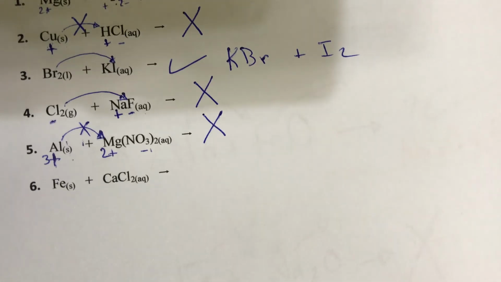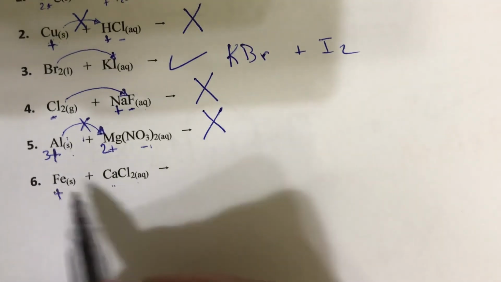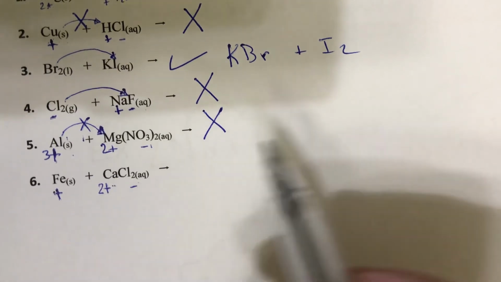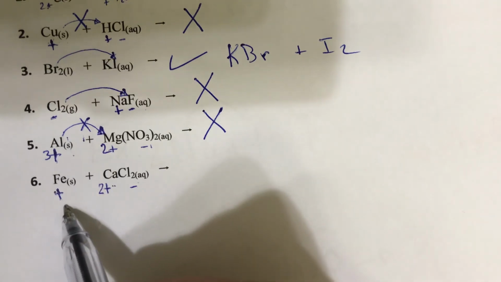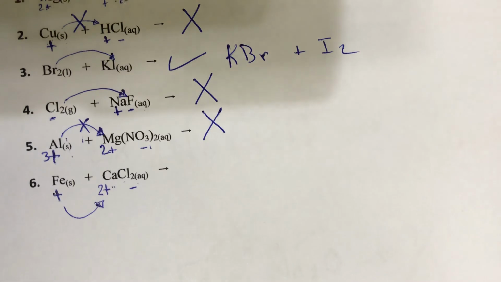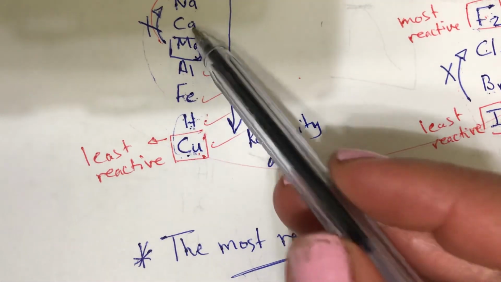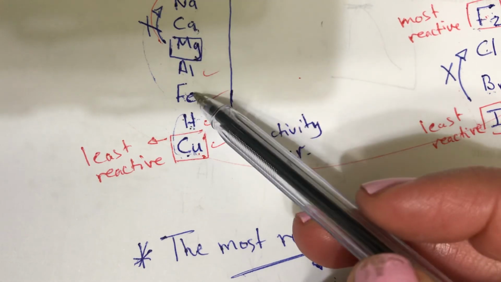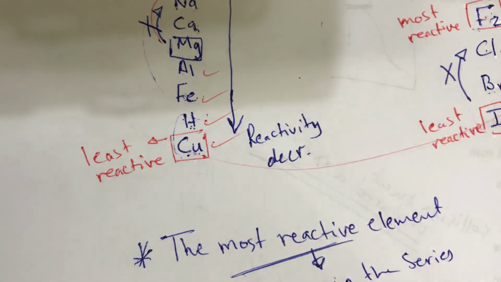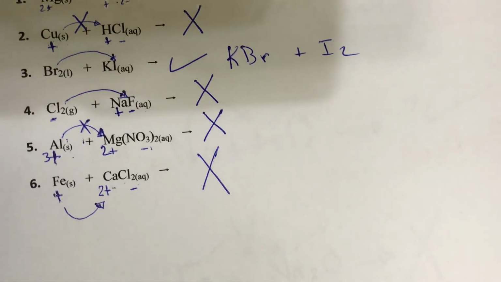The last example, iron plus calcium chloride. Iron is a metal and calcium is a metal and chloride is a halogen. Now an element replaces a similar element, but is iron more reactive than calcium? No, less reactive. So can iron replace calcium in a compound? No. So here no reaction occurs.